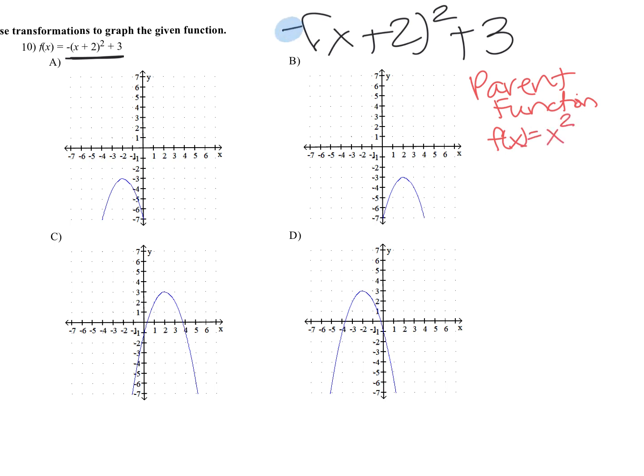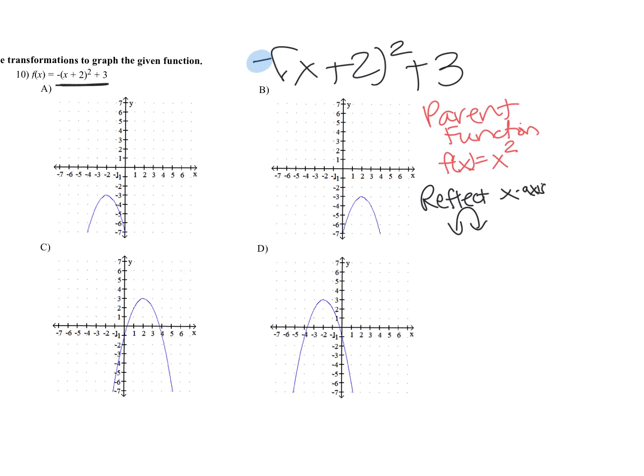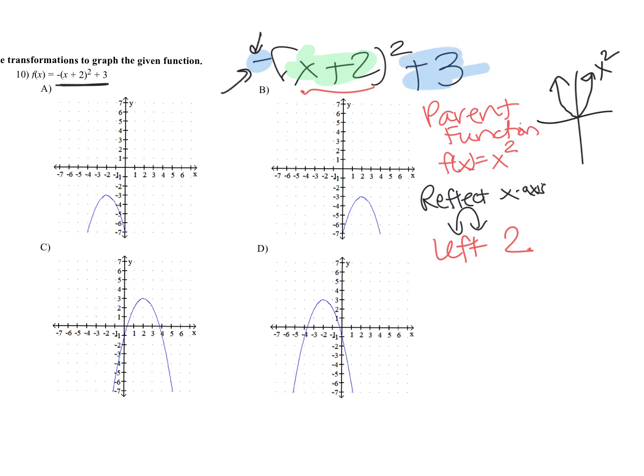Well, we have a negative in front. So that means it will reflect over the x-axis. Basically, it's going to flip over like this, right? Because usually x squared, just a reminder, the parent function x squared is just a parabola that looks like this, right? So if we put a negative in front, it's going to reflect over the x-axis, right? And then this x plus 2 is going to go to the left 2, right? It's in parentheses. If it's positive, it goes left. If it's negative, it goes right. And then this plus 3, we'll just simply move it up 3.